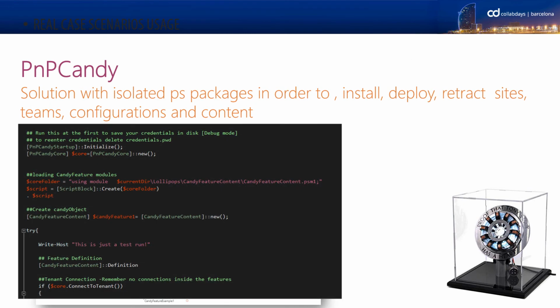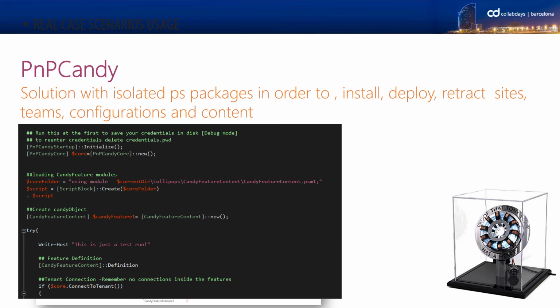The solution itself, we put a couple of methods in using the PowerShell classes, like install, deploy, retract, or any kind of configuration that we need to apply on this thing. And basically what you see here is the startup part and the Candy core. So this is the core of the system.